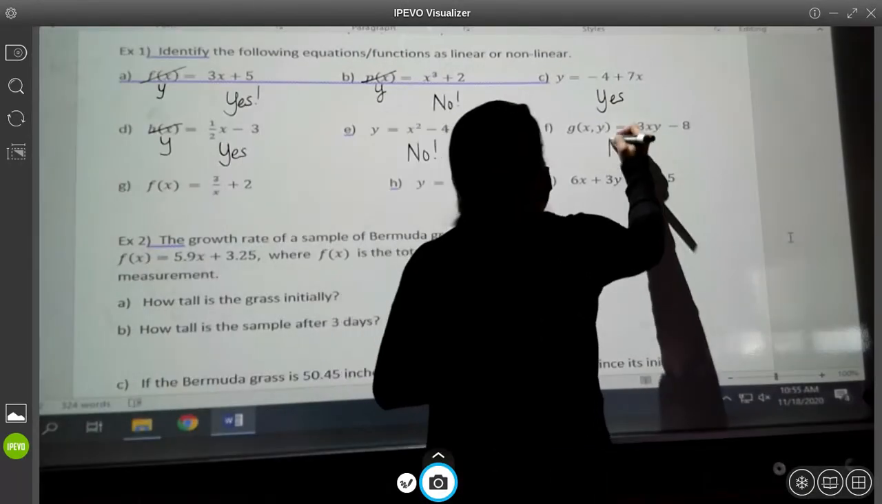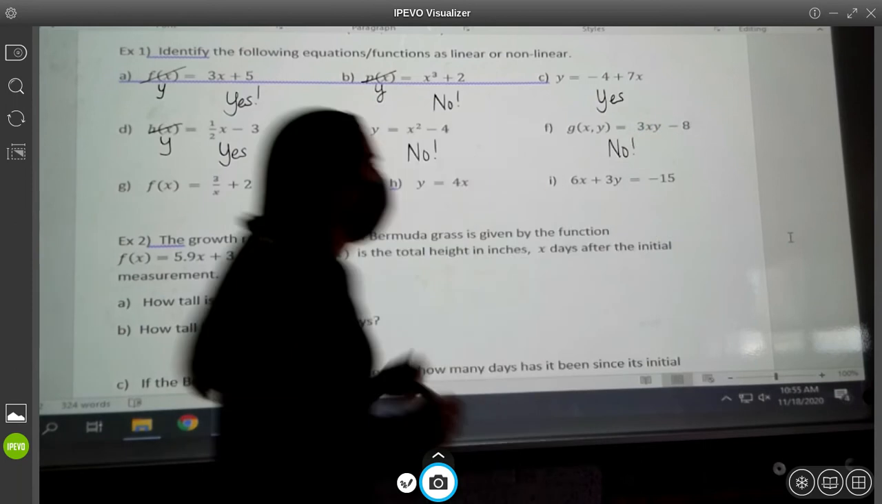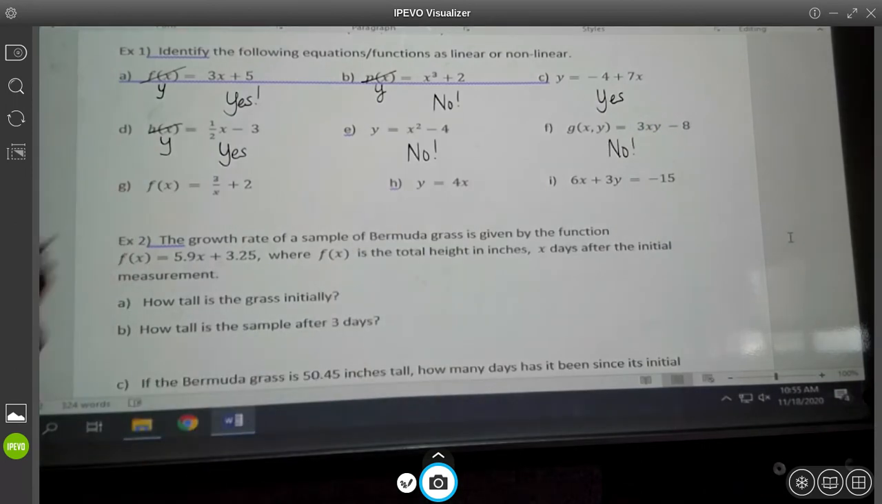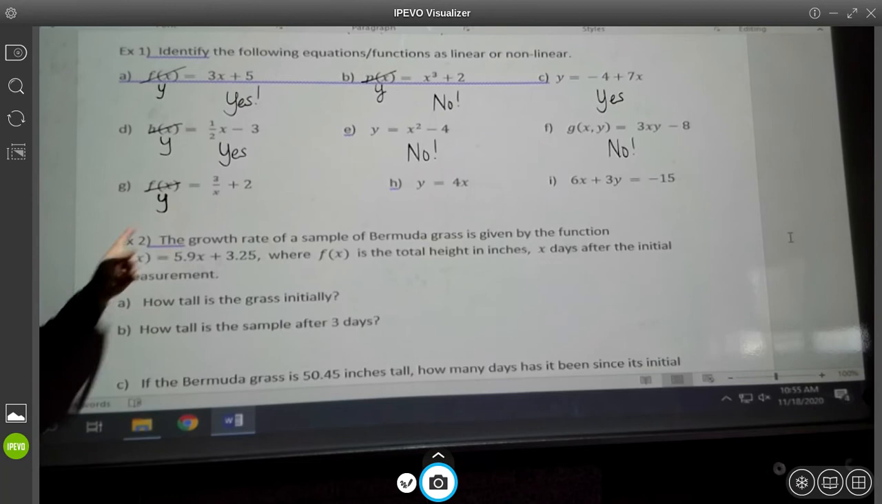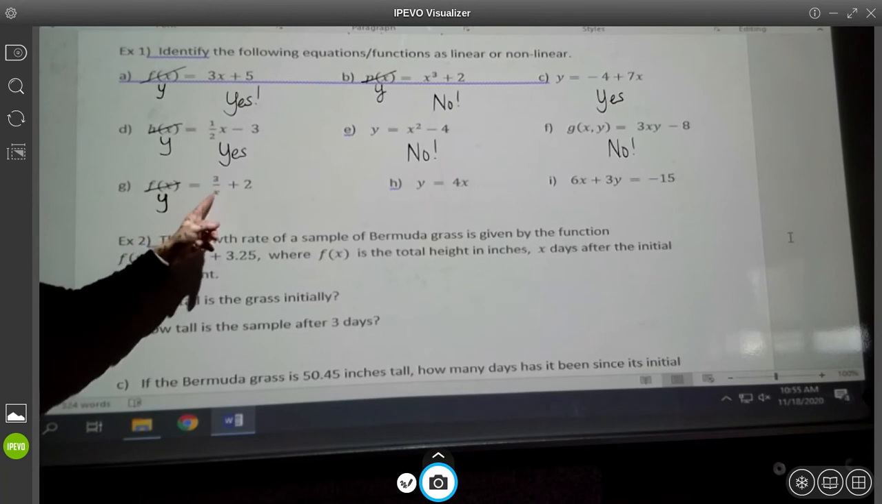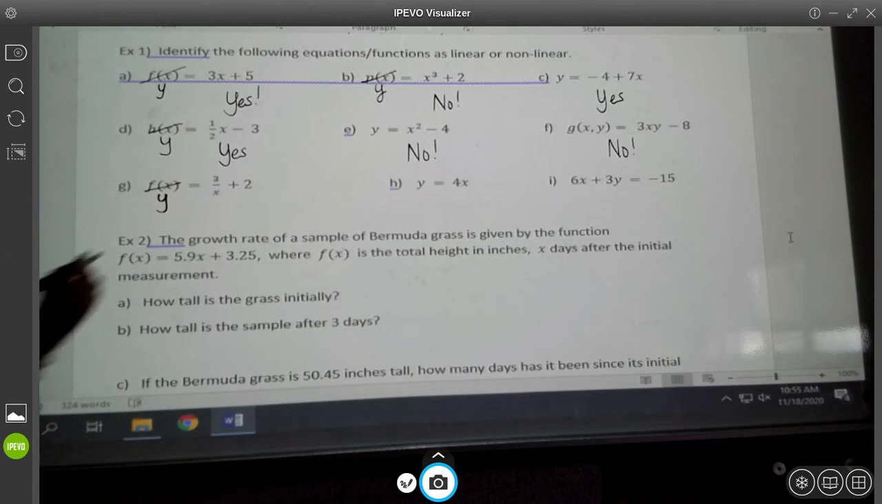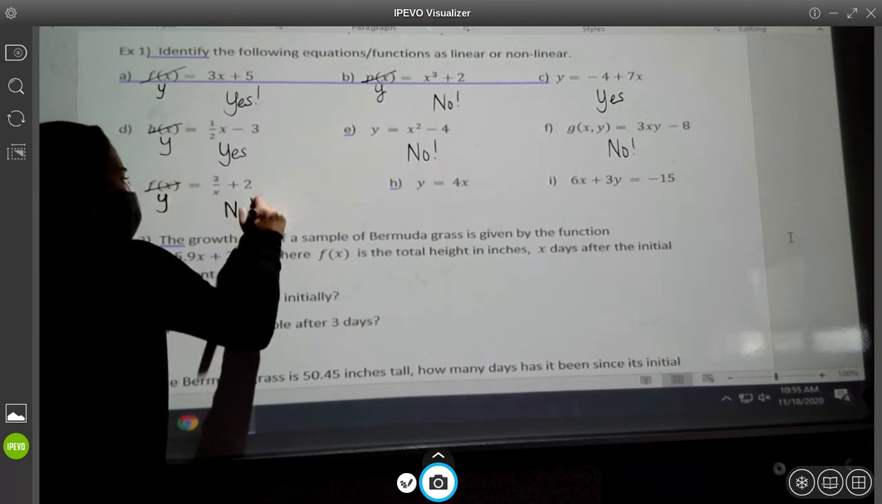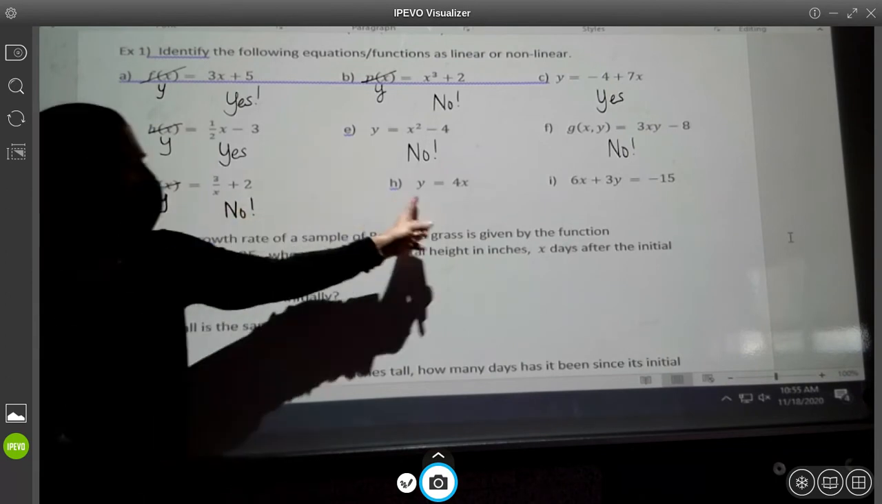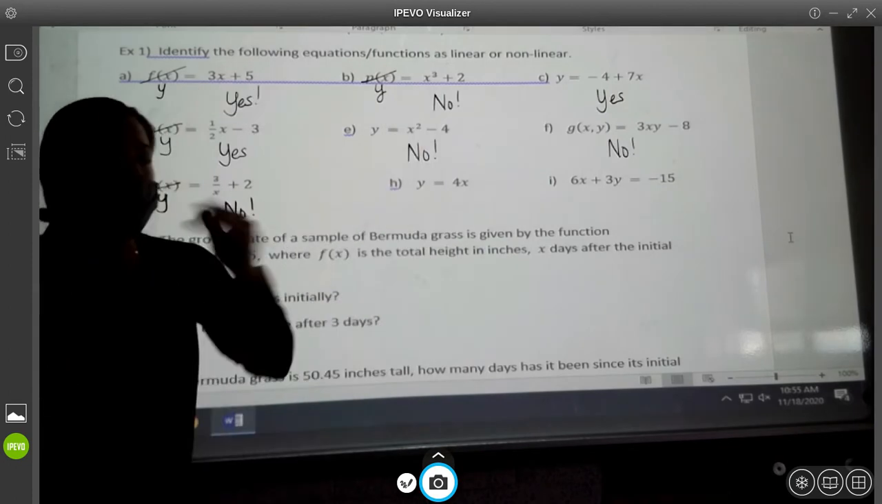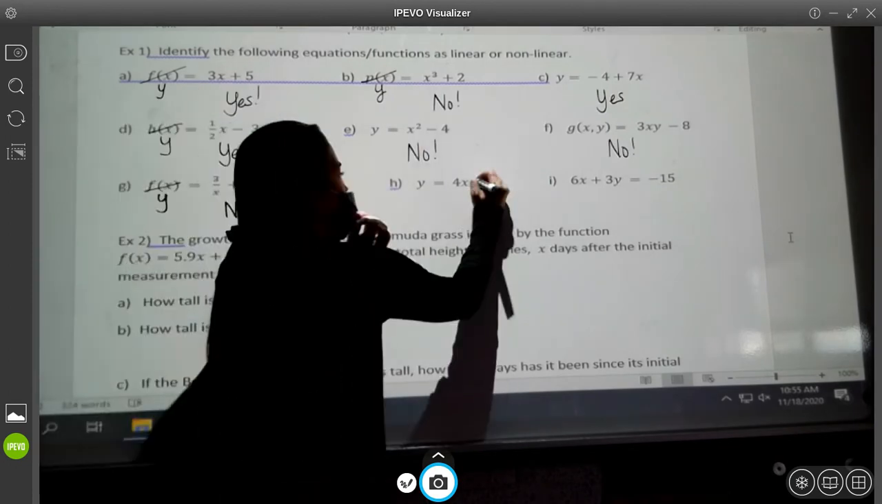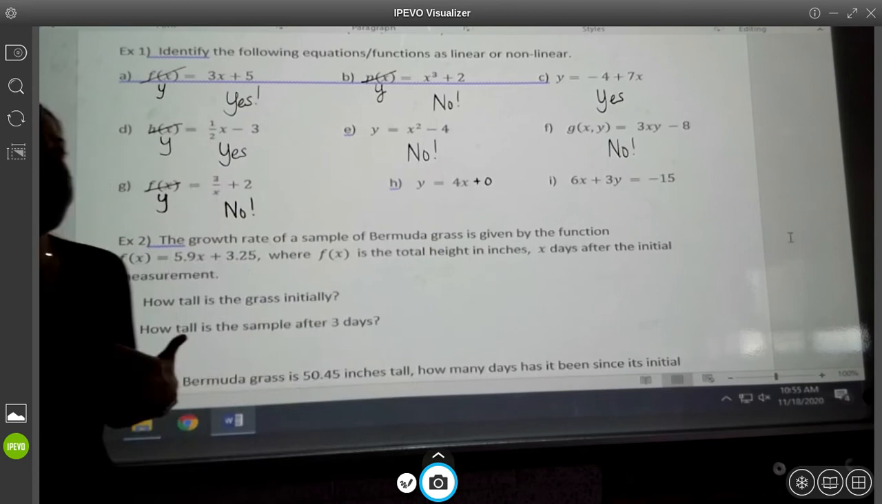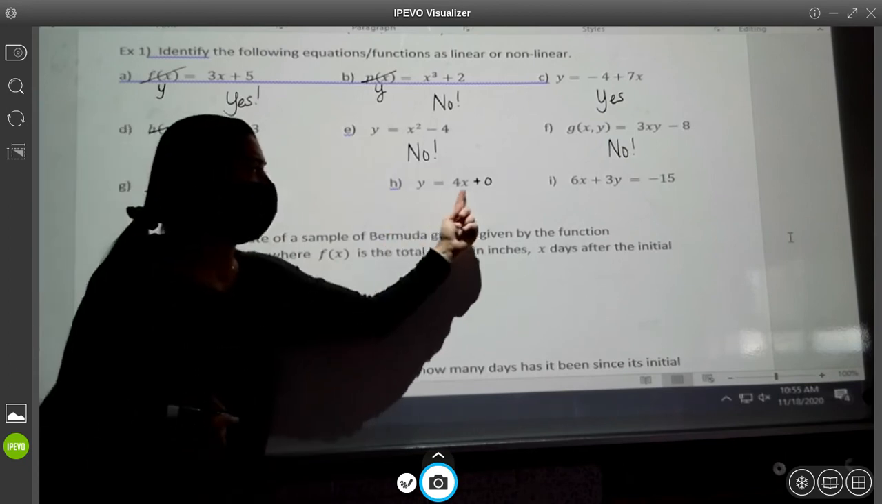All right, f of x. Again, if you don't like them, put y. Y equals 3 divided by x plus 2. Are you allowed to divide by a variable in a linear equation? Absolutely not. Not linear. All right, what about y equals 4x? Now remember, I could always stick a plus 0 on the end if I wanted to. Is that in y equals mx plus b form? Totally. This is linear. We could definitely graph that.